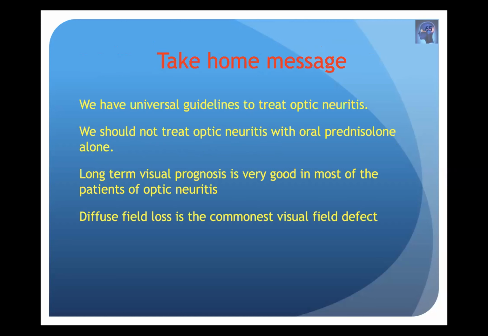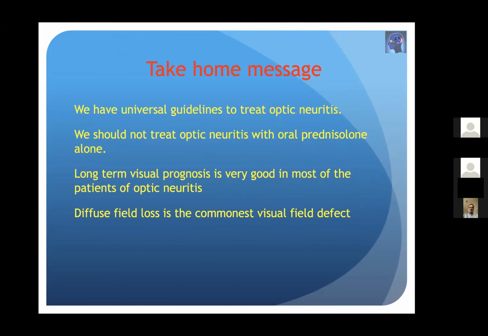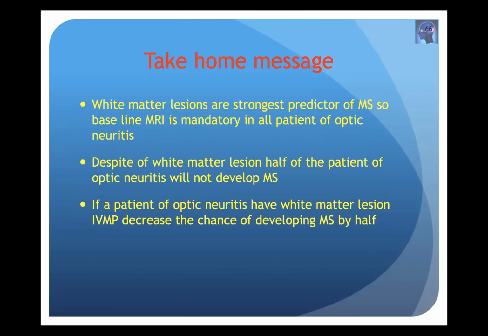Okay, we have discussed a lot. Now time for the take-home message. After ONTT, we have a universal guideline to treat optic neuritis. We should not treat optic neuritis with oral prednisolone alone. Long-term visual prognosis is very good in most patients of optic neuritis. Diffuse field loss is the commonest visual field defect in optic neuritis. White matter lesions are the strongest predictor of MS, so baseline MRI is mandatory in all patients of optic neuritis. Despite white matter lesions, half of the patients of optic neuritis will not develop MS. If a patient of optic neuritis has white matter lesions, IVMP decreases the chance of developing MS by half. This is the take-home message from the optic neuritis treatment trial.